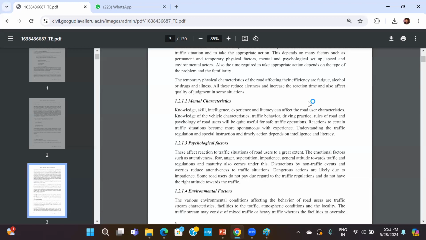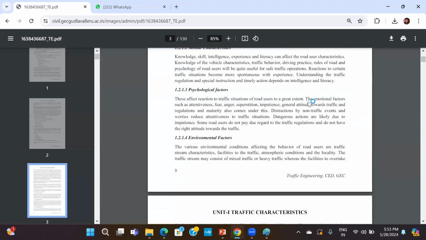This is the most important, which we can see regularly. Some road users do not pay due regard to the traffic regulations and do not have the right attitude towards the traffic. One person can change lanes freely, and that makes traffic problems.